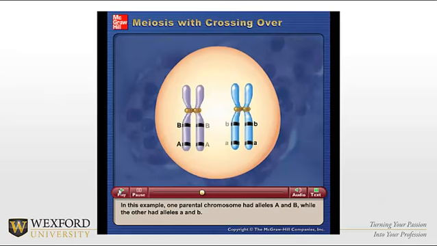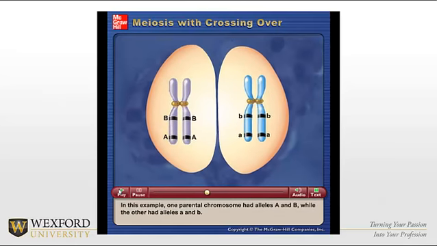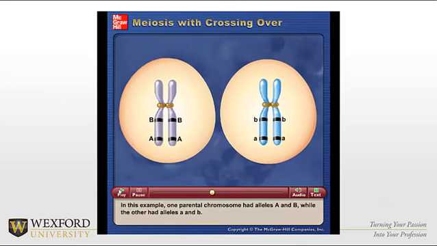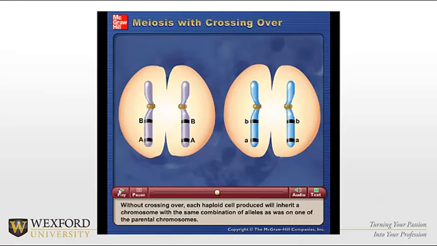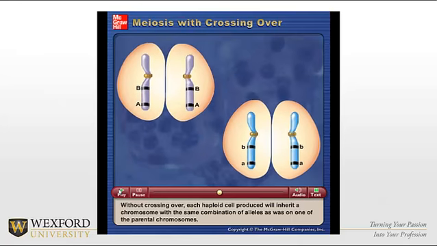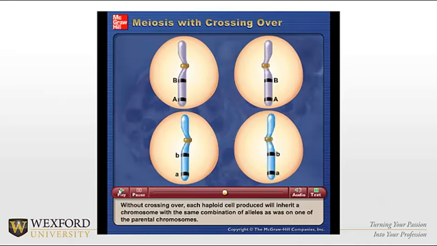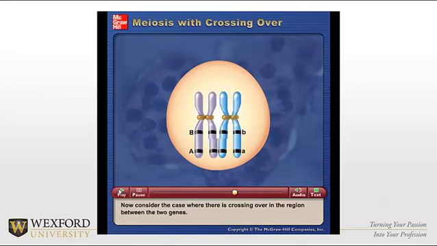In this example, one parental chromosome had alleles capital A and capital B, while the other had alleles lowercase a and lowercase b. Without crossing over, each haploid cell produced will inherit a chromosome with the same combination of alleles as was on one of the parental chromosomes. Thus, the arrangement of linked genes is not altered in this case. Now consider the case where there is crossing over in the region between the 2 genes.